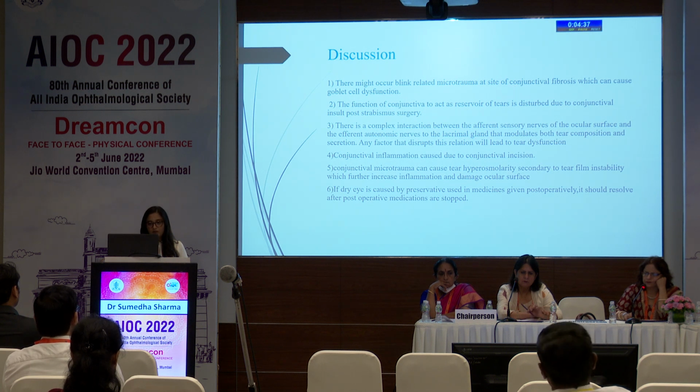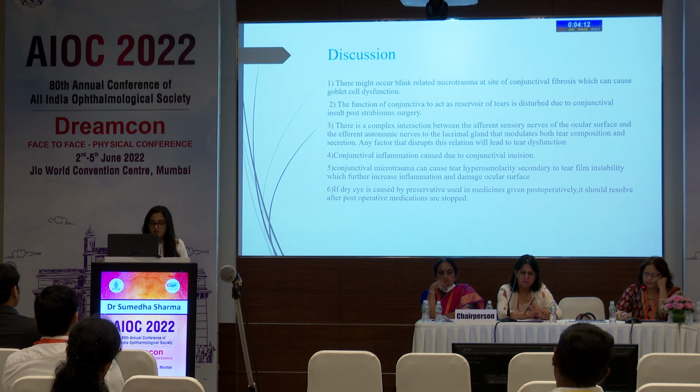There might occur blink-related microtrauma at the site of the conjunctival fibrosis after the conjunctival suturing post-squint surgery, which can cause goblet cell dysfunction. The function of conjunctiva to act as a reservoir of tears is disturbed due to the conjunctival insult post-strabismus surgery. These are the reasons because of which the incidence of ocular surface disease can increase post-squint surgery.